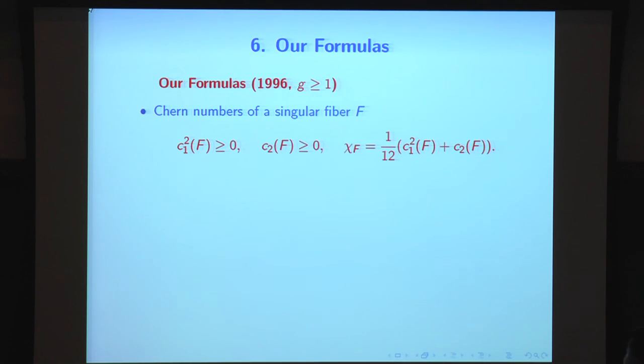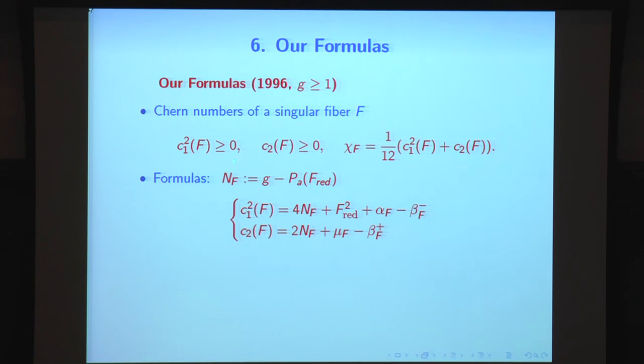Okay, what are our formulas? So our formulas, we try to generalize the first formula of Kodaira's, formula one. So we introduce some local Chern numbers for a singular fiber. We denote them by C1 square F, C2 F, and chi F. These are the local Chern numbers of a singular fiber. This is the local contribution of a singular fiber to the first Chern class of the surface, the second Chern class of the surface, and the chi.